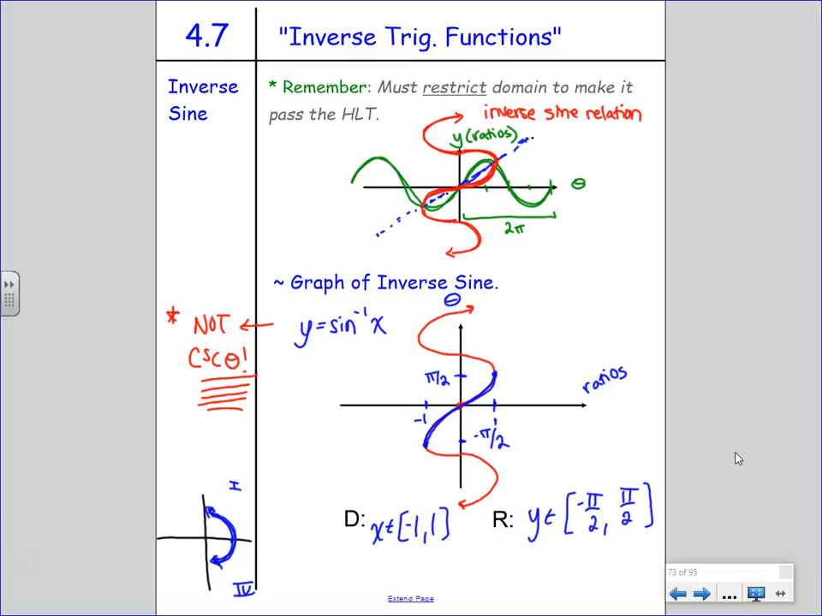And so we were just starting to talk about how there are restrictions for sine inverse. We're only looking for angles in the first quadrant and the fourth quadrant. Up 90 and down 90, up pi over 2 and down pi over 2, for sine, to make it work.